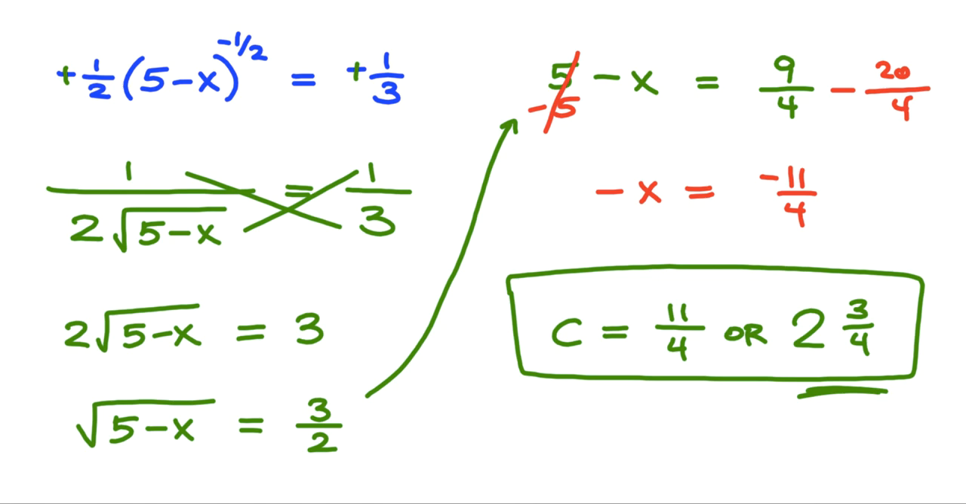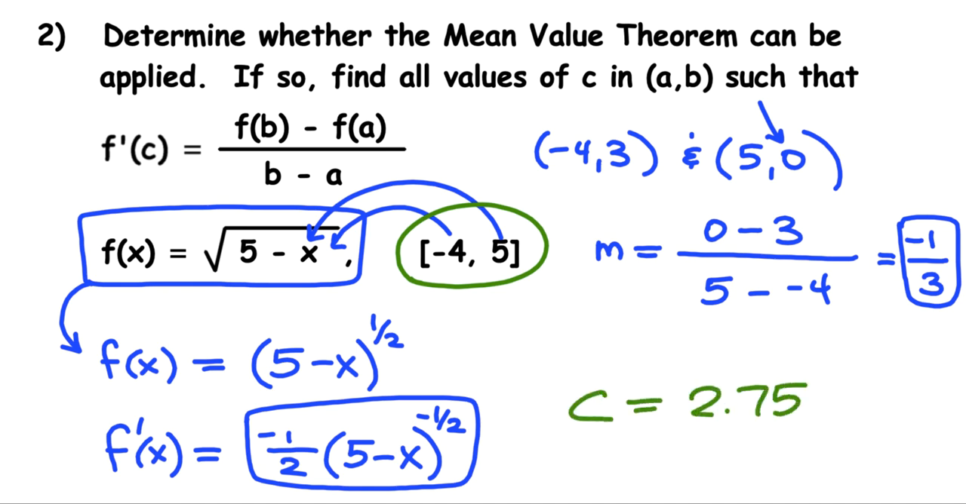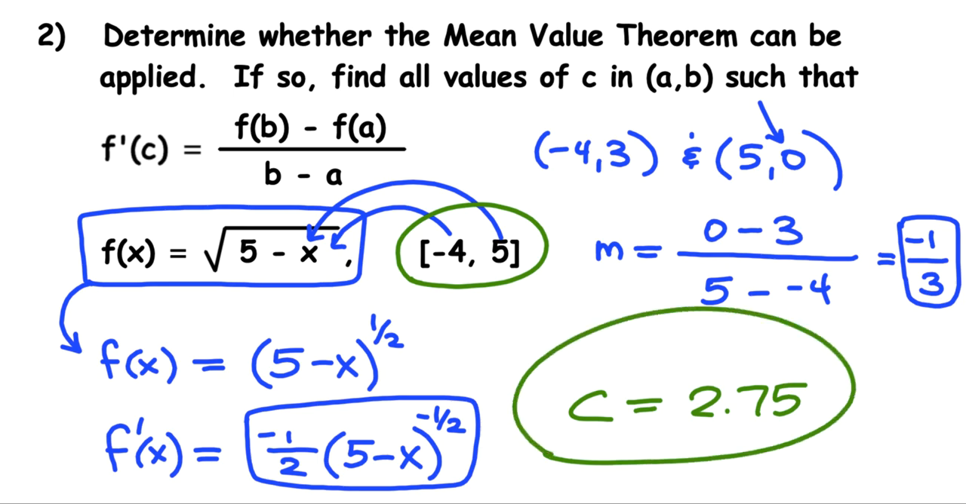It should be, because mean value theorem guarantees at least one answer. And yeah, 2 3/4, 2.75 is safely in between A and B, between -4 and 5. So that's a good answer. 2.75, we'll go with that. That's it for number 2.